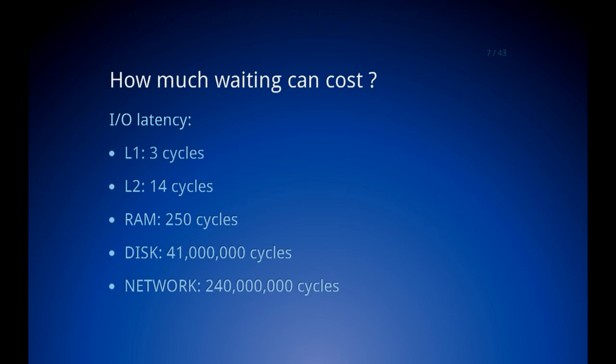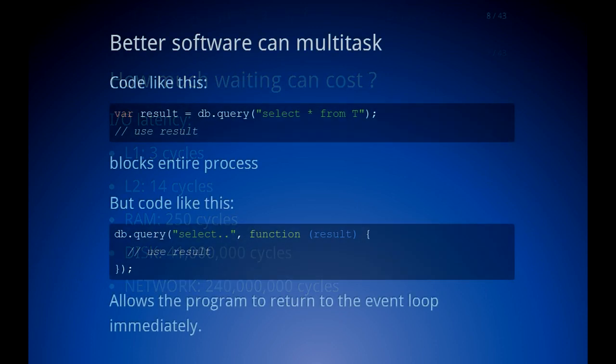How much can waiting cost? As you see, for example, if we're talking to the disk, we can do many things in the same time. So better software can multitask. Code like this blocks the entire process for the time while we wait for the result. But code like this allows the program to return to the event loop, so we can do other things and be more efficient with our code.